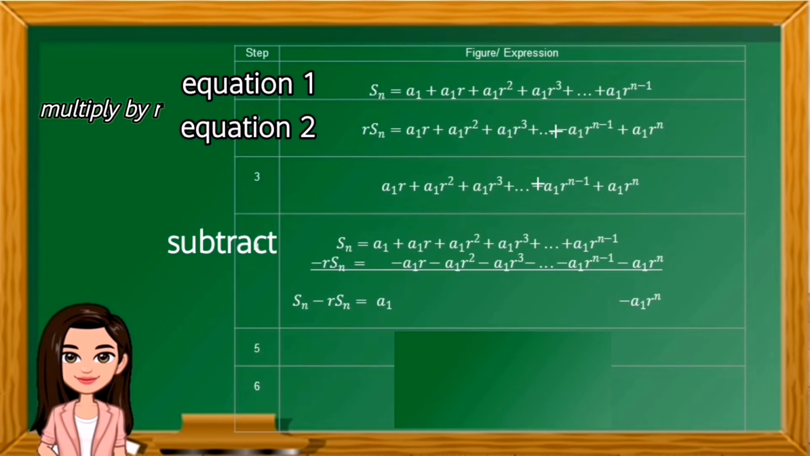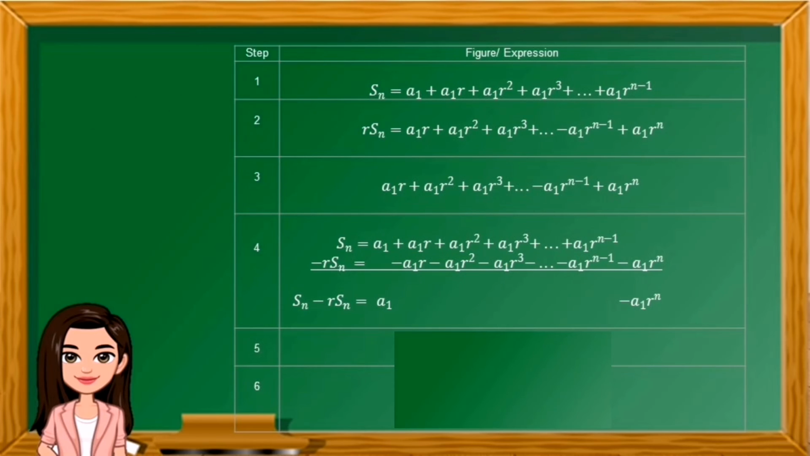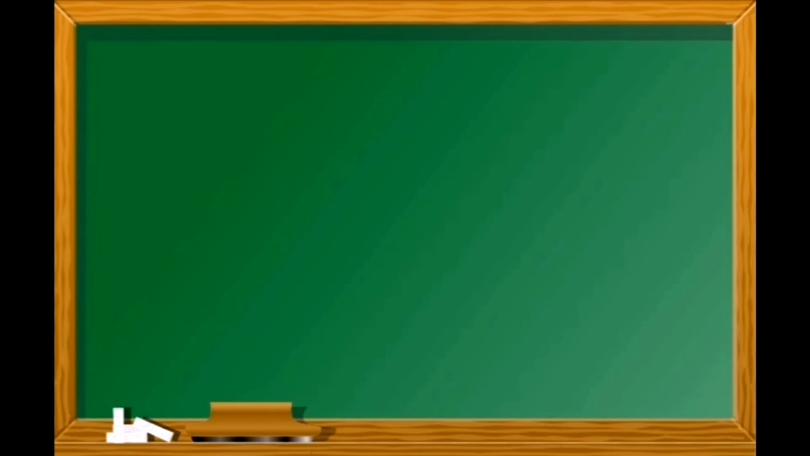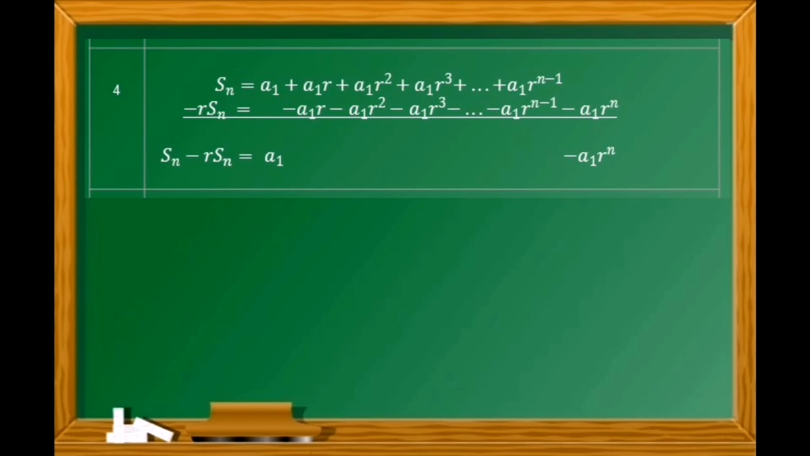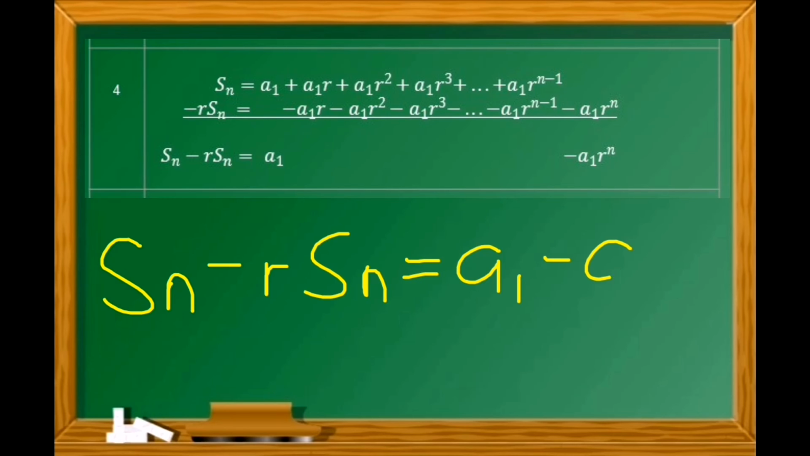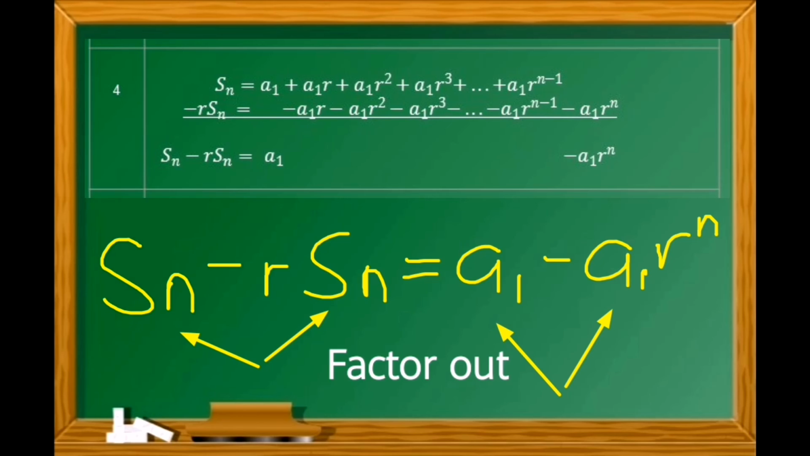Now, subtract equation 2 from equation 1. We get S sub n minus r S sub n is equal to, bring down a sub 1, 0, 0, 0, 0. Bring down negative a sub 1 r to the n. So, the difference of the two equations is S sub n minus r S sub n is equal to a sub 1 minus a sub 1 r to the n. Notice that they have a common factor, S sub n and a sub 1. So, let us factor it out.